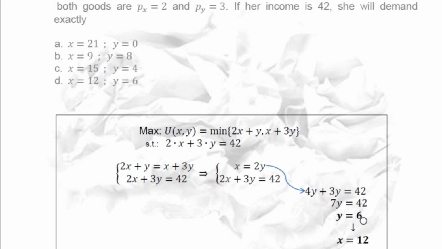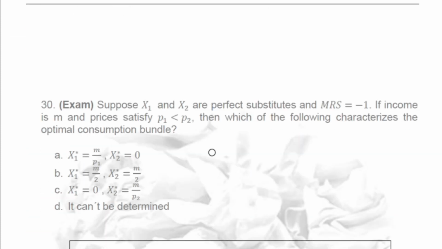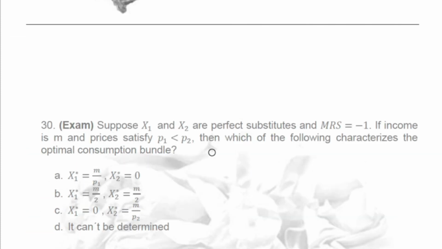If y is equal to 6, we look for x. We go backwards here, and we find x is twice y, so 12. We then should mark here D. Perfect.